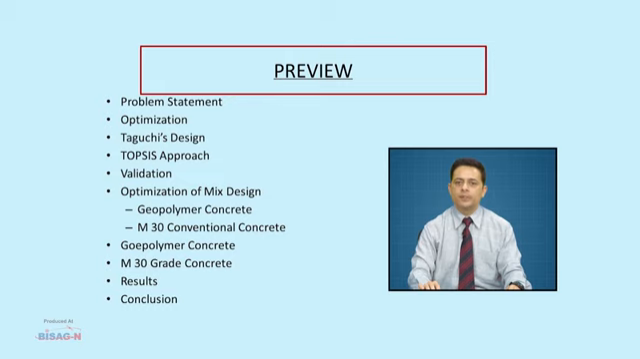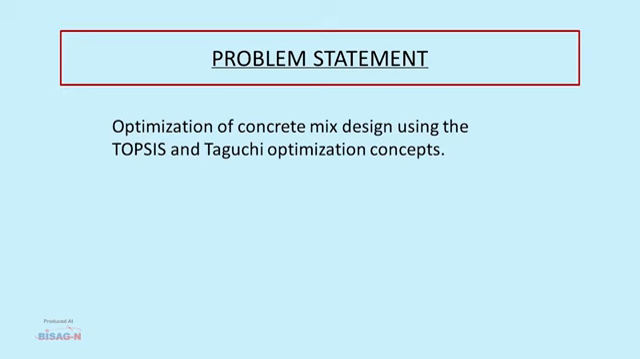Finally, two cases have been dealt with for optimization, that is geopolymer concrete and conventional M30 concrete. Then the geopolymer concrete and M30 concrete results, and finally the conclusion. The problem statement is optimization of mix design using Taguchi and Topsis concepts.